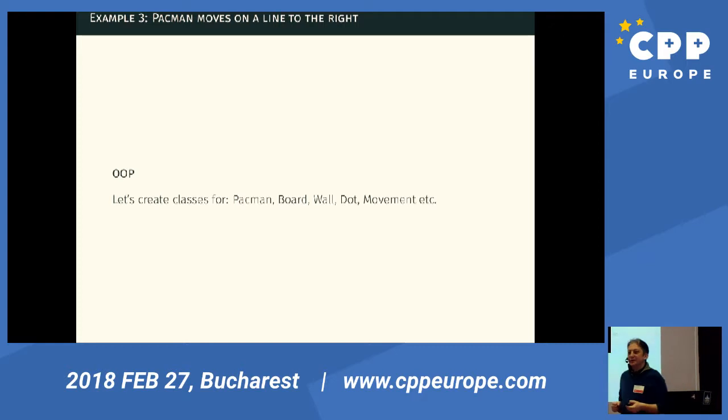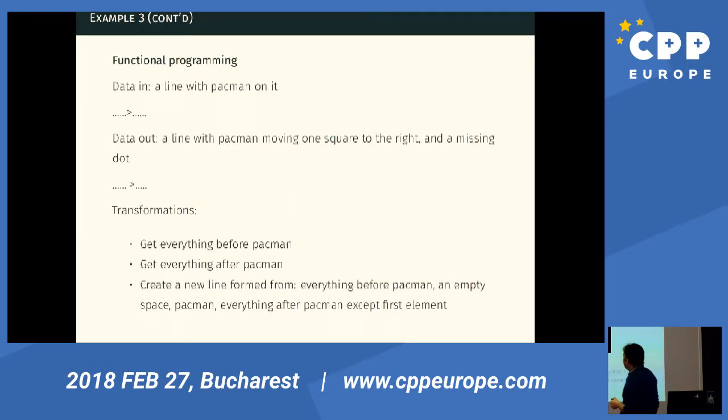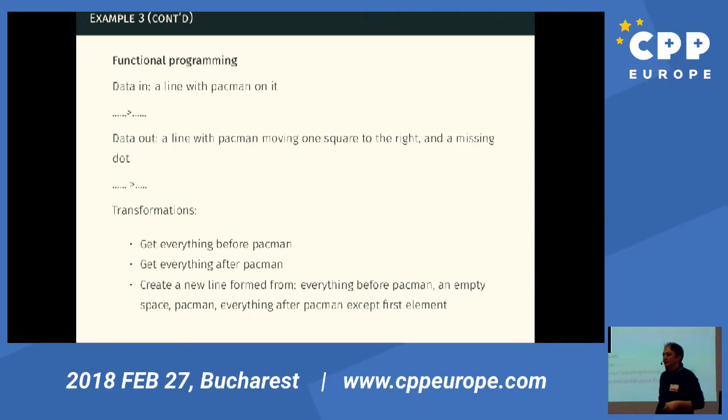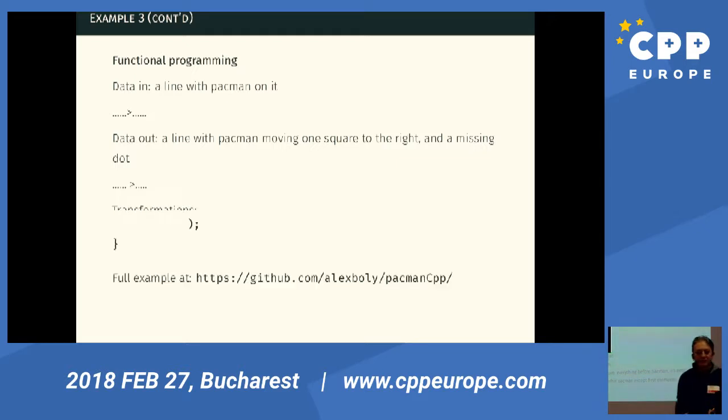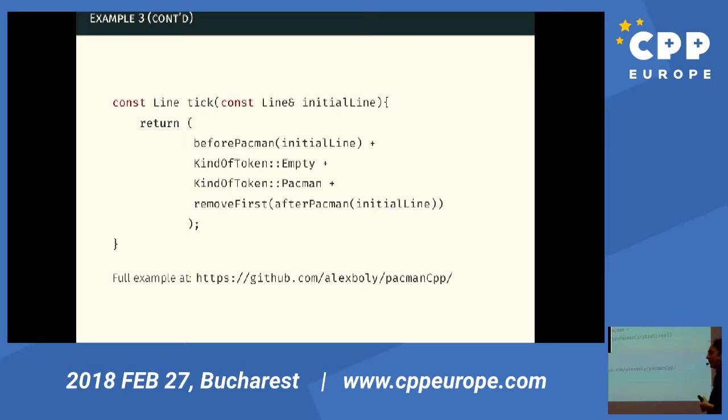If you do it in functional programming, it's a completely different way, because the input data is basically a line with Pac-Man on it. And that's really how Pac-Man was, right? So that's one part of the real Pac-Man game. The data out is something like this, where I have an empty space and Pac-Man has eaten a dot. So now if I only think in data, what I can do is say, okay, let's get everything before Pac-Man, let's get everything after, and then recompose this in a new structure, and I get something like this. So it's a fairly interesting, different way of thinking about how to implement programs, how to design your code. And you can find the full example here if you're interested.